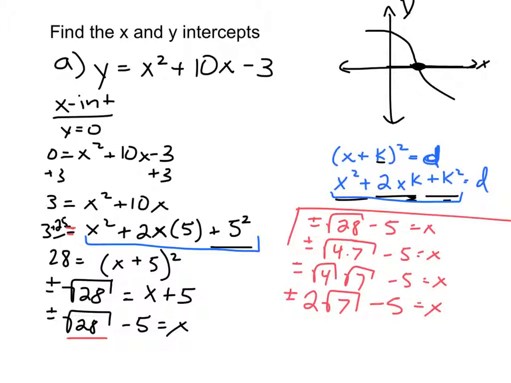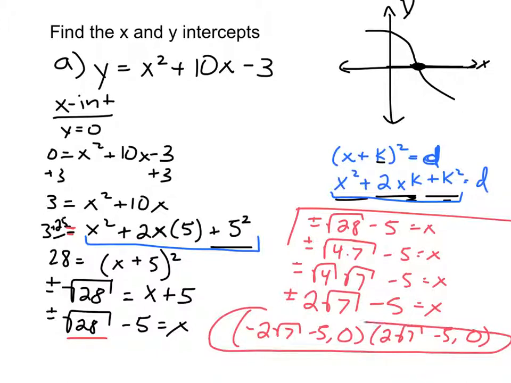So now I have two x-intercepts. Remember when you're writing a point, you always write x comma y. So I'll write the x-intercept as a point. First I start with the x value, and then comma, y is 0. The first one is the negative version, and the second is the positive version, comma 0. So these are the x-intercepts.